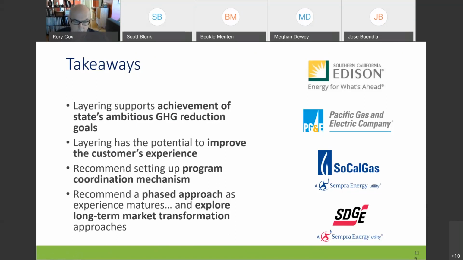And again, we're in this existing paradigm, but there is this opportunity in the long term to really think about a market transformation opportunity. And this will take some programmatic and policy changes, but I encourage us to be open to thinking about how that could really work for all of us.